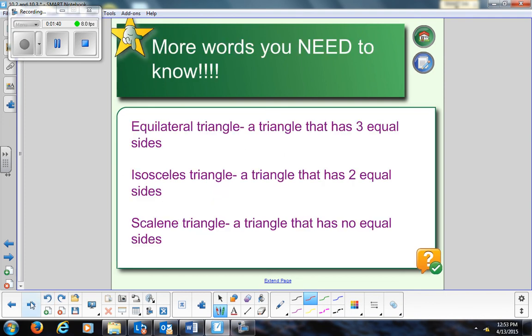All right, we also can classify triangles by their sides. These are words that you need to know, so please make sure that you're studying them. Equilateral, isosceles, and scalene. An equilateral is a triangle that has 3 equal sides. In your book, it'll tell you the lengths of the sides, so you don't have to try to look visually and see it. All 3 sides are equal, so the numbers will all be the same. An isosceles triangle is a triangle that has 2 equal sides, so 2 of the numbers will be the same. And a scalene has 0, no equal sides.